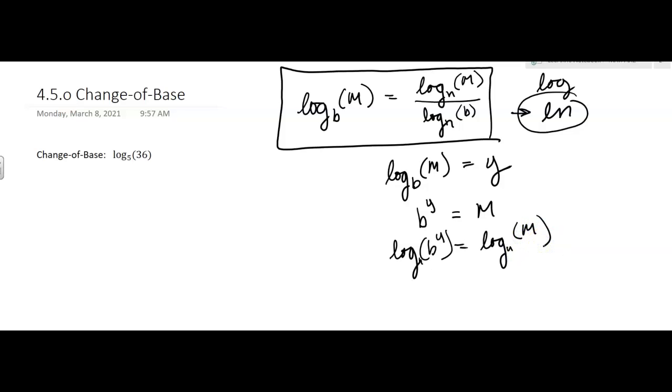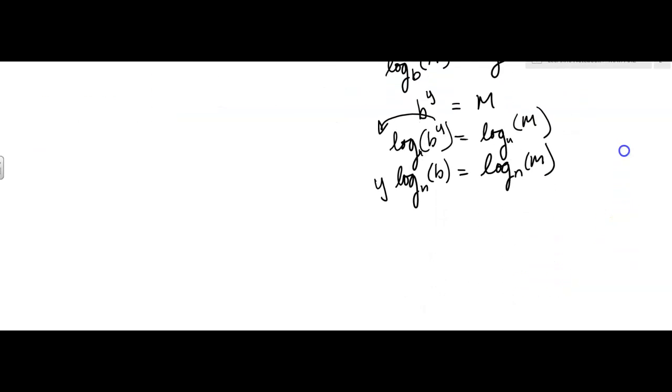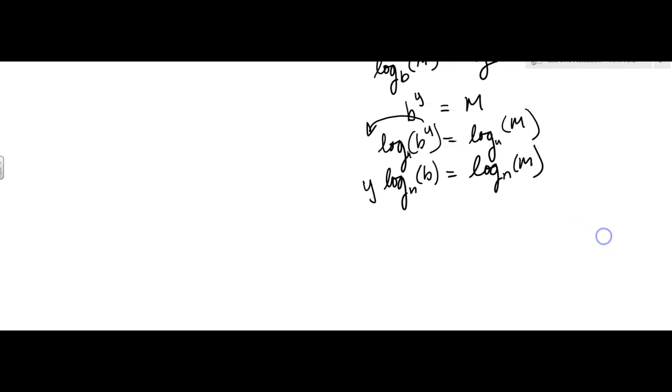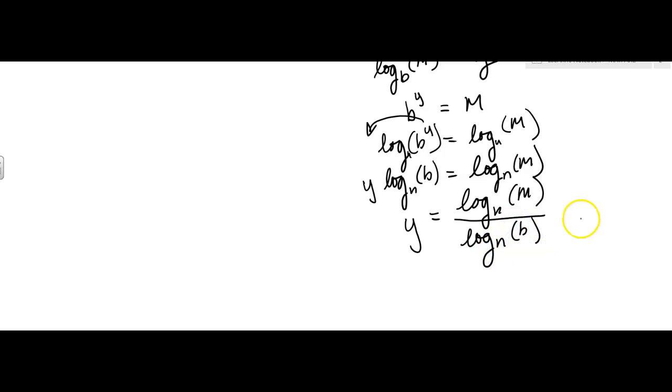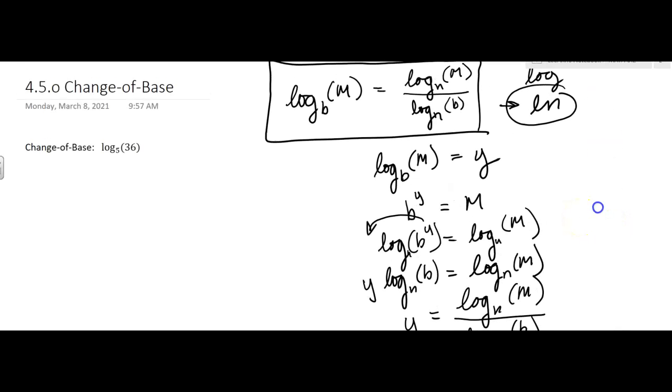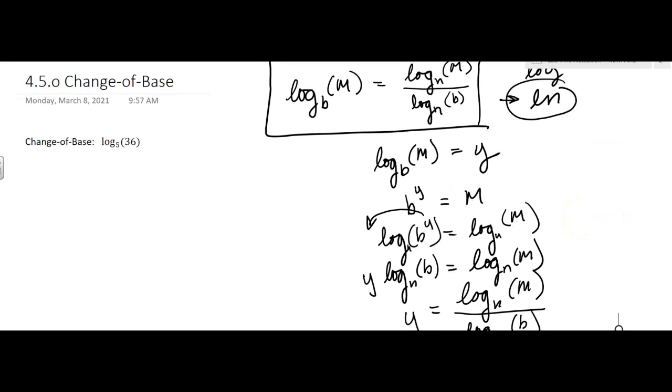So you're applying the log base n on both sides. Okay, then bring the y down in front. And then you can divide by log base n of b. So you get y equals log base n of m over log base n of b. Okay? And then that's where the property came from, way back up there. Okay, so that's where it comes from.